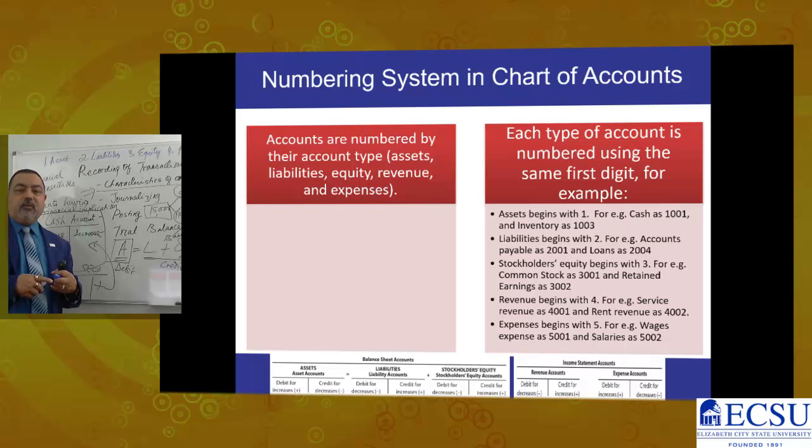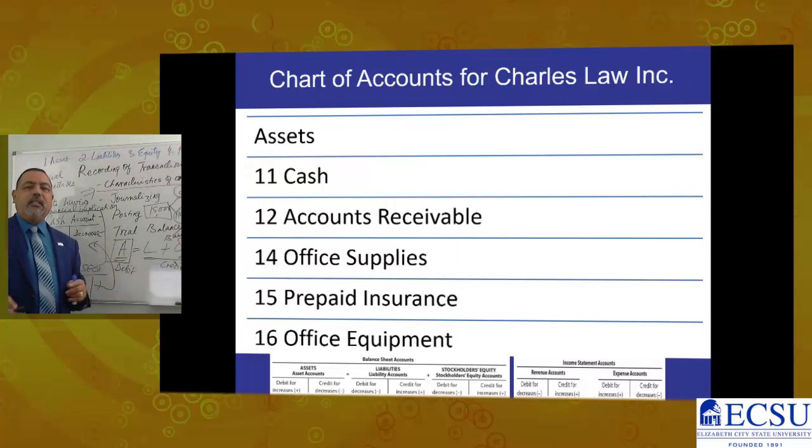So each type of account is numbered using the same first digit. Asset always begins with 1. So it could be 1, 101, 1001, or 1,000,001. And then liabilities will begin with 2. So accounts payable could be 201 or 2001. And similarly, loans would be 2004 or something like that. And then stockholders' equity will begin with 3, and revenues with 4, and the expenses with 5. So that's the numbering system.